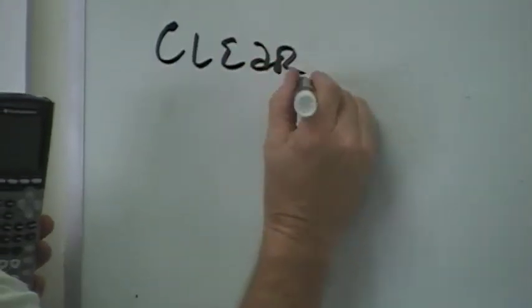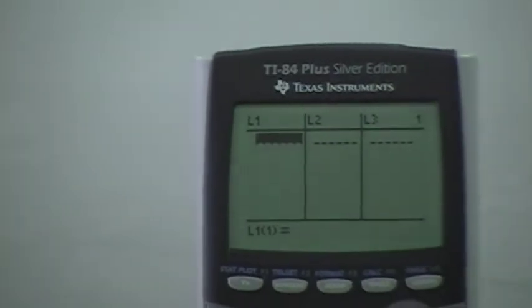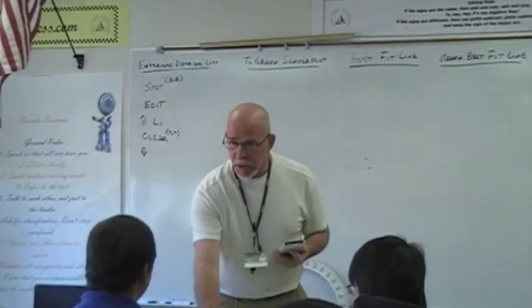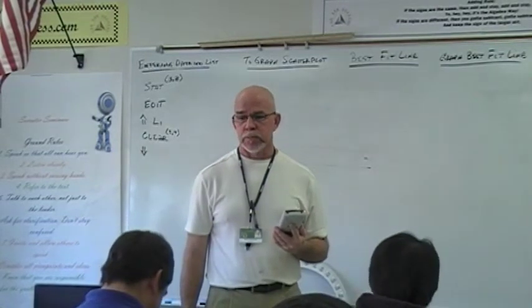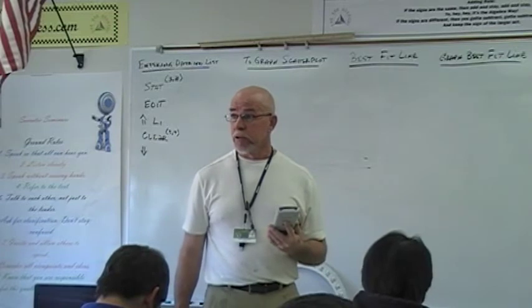Clear key's in the 5-7 position. Doesn't appear anything happens, did it? When you get the clear. But if you arrow back down off of it, it'll wipe clean that entire column. Got it? Did it clean it out? Then clean out L2. Anybody not have L1 and L2 cleaned out at this particular moment? Silence means that you do.